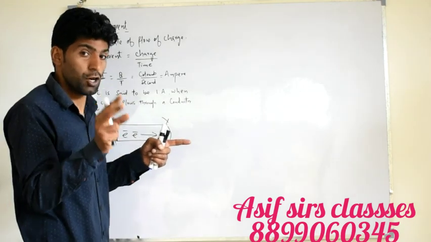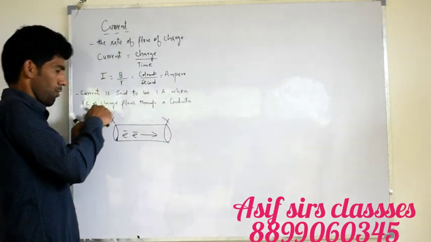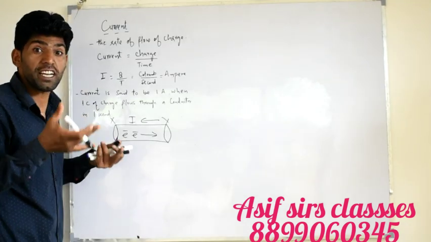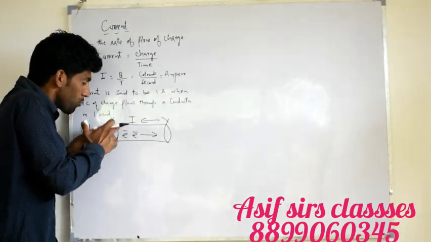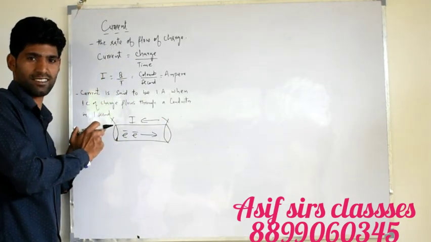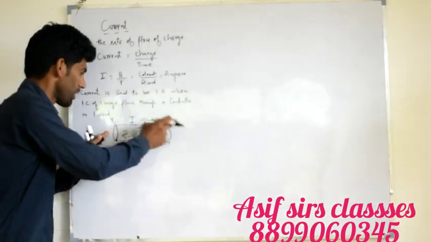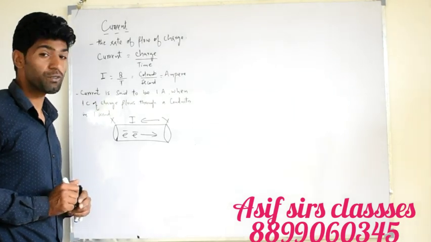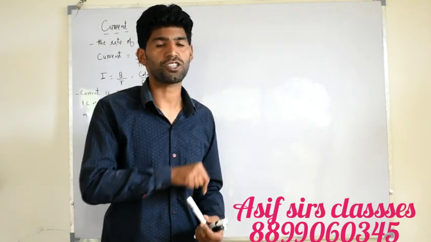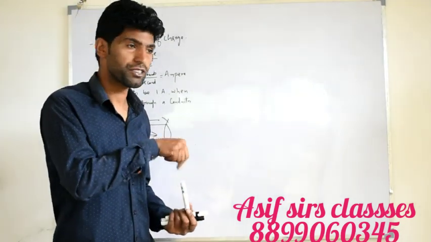It's a convention. No one can say why. There are a lot of arguments that current will be from Y to X. If the electron, which is charge, is moving from X to Y, it is assumed that current will be from Y to X, in this direction. So we can say the direction of current is opposite to the direction of flow of charge.